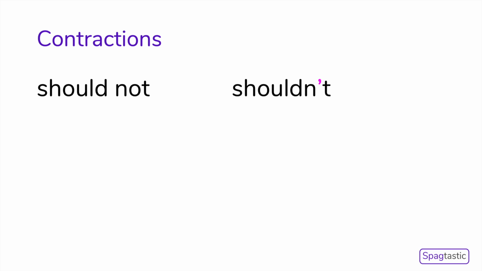Here are some more examples. What can we contract should not to? Why not pause the video and have a think for yourself? Let's find out. Should not can be contracted to make shouldn't. What can I will be contracted to? Why not pause the video and have a think? I will can be contracted to I'll.